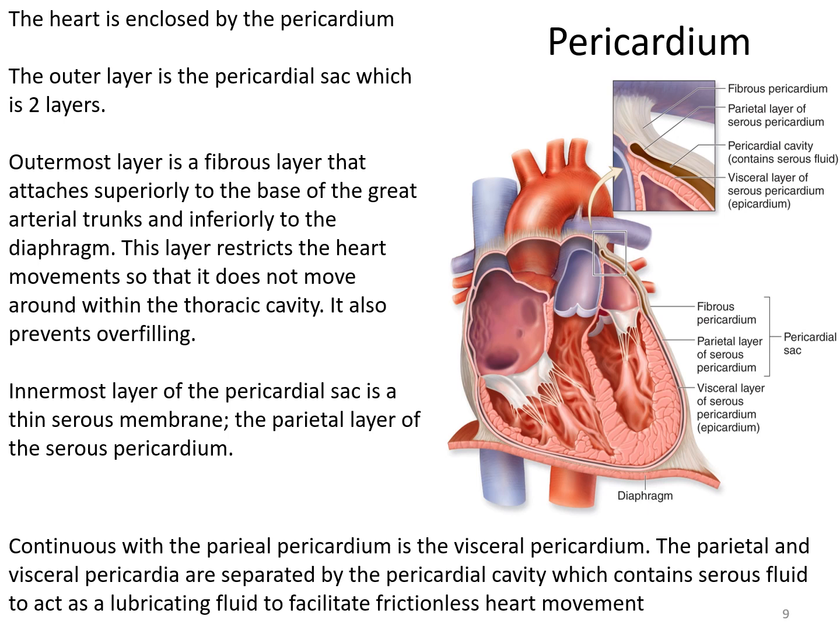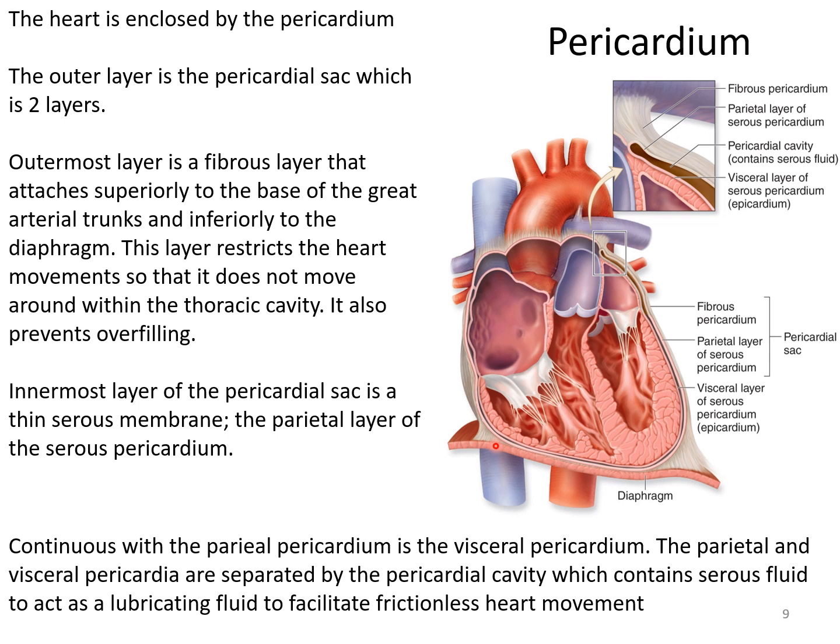So the outermost layer is a fibrous layer that attaches superiorly to the base of the great arterial trunks and inferior to the diaphragm. So you can see that fibrous layer here attaching superiorly to the great arterial trunks. You can see it's attaching to the aorta, it's attaching to the superior vena cava, it's attaching to the pulmonary arteries, and then inferiorly to the diaphragm. So here again is that outer fibrous layer. This structure right here that I'm outlining is the diaphragm. So you can see how that outer layer is attaching to the diaphragm.